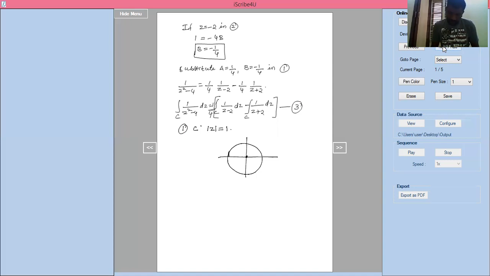One point is minus 1 and another is plus 1. Now, what are the points here? z minus 2 equal to 0 gives the point z equal to 2, and z plus 2 equal to 0 gives the point z equal to minus 2.